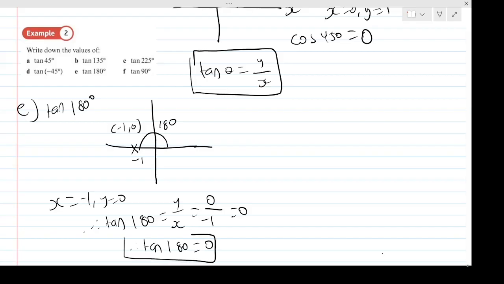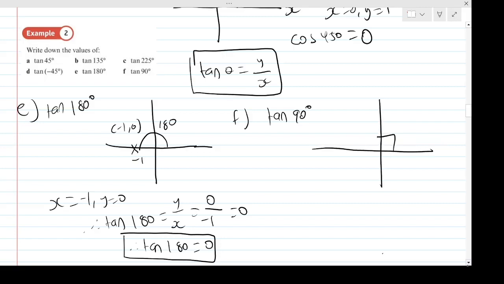Okay. Cool, and then part F, the last part, we need tan of 90. So again, we're going to draw a little graph. So we're going to move 90 degrees then. So it's just going to be a right angle, right? It's going to be there, okay? That we move 90 degrees from the x-axis. So again, it's going to be on the positive y-axis here somewhere.